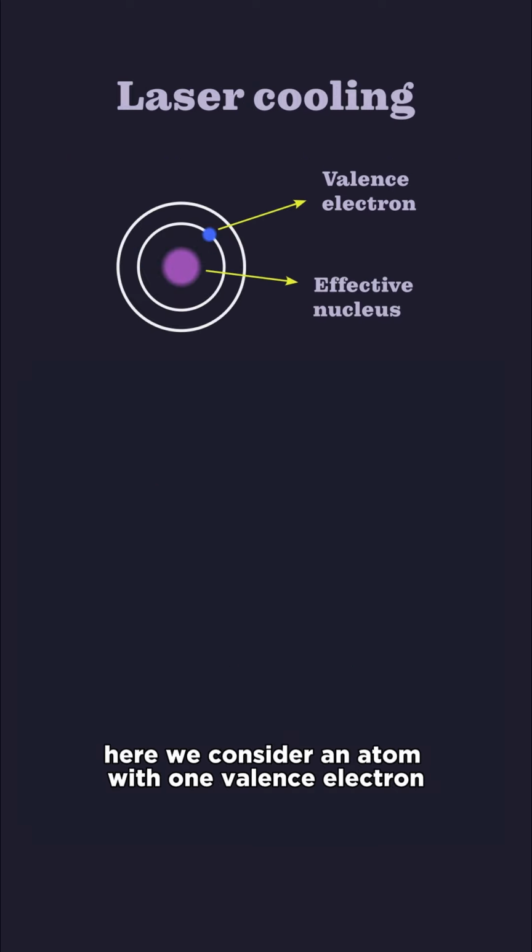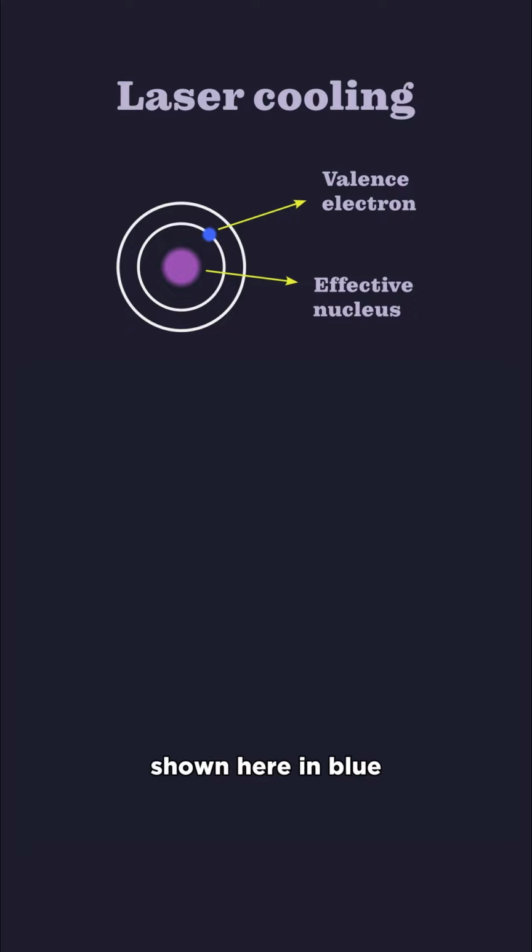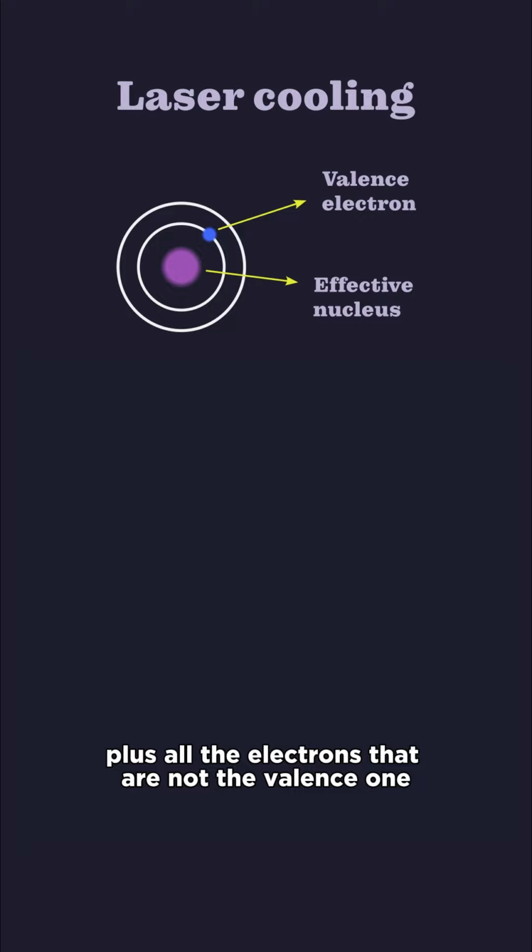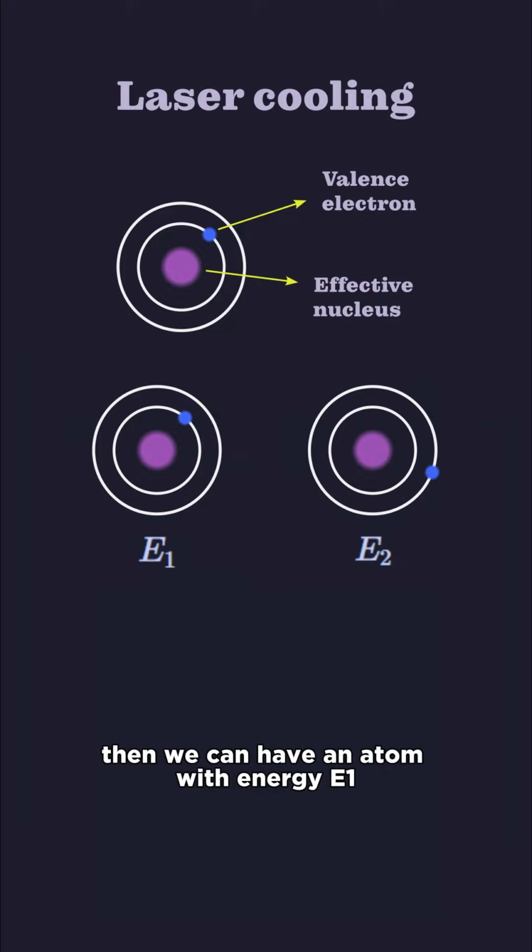Here we consider an atom with one valence electron, shown here in blue, with an effective nucleus shown in purple. Effective nucleus just means that we're considering the nucleus of the atom plus all the electrons that are not the valence one. Then we can have an atom with energy E1, where the valence electron is in the inner orbital, or with energy E2, where the valence electron is in the outer orbital. And the energy difference is shown here.